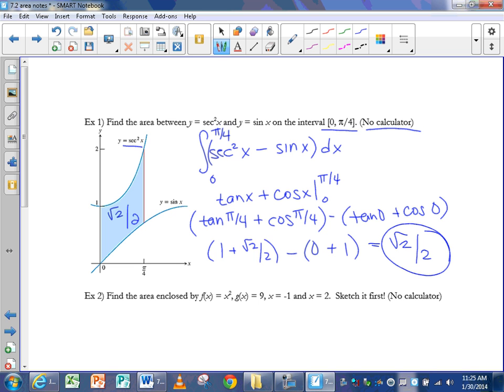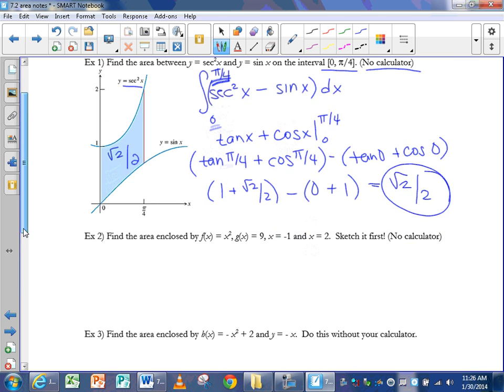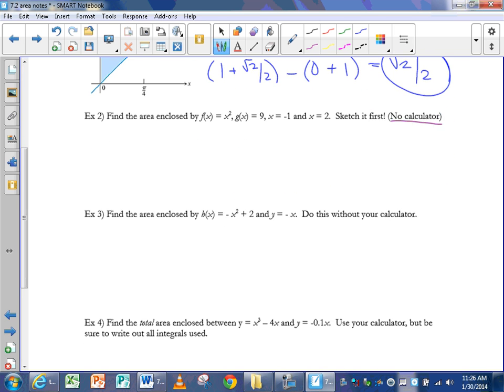Area between two curves, you take the integral of the top curve minus the bottom curve on the interval in question. If you've done that, you have the resulting area. So let's look at another one. Still no calculator down here.